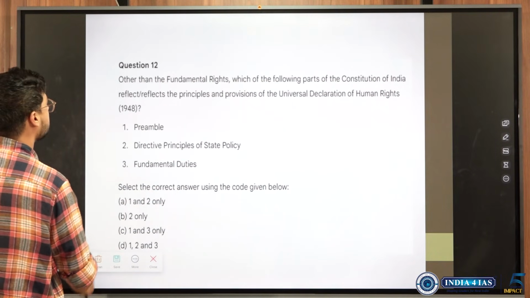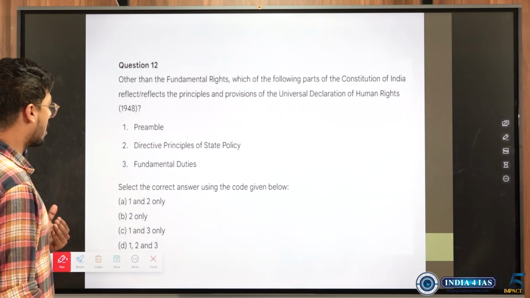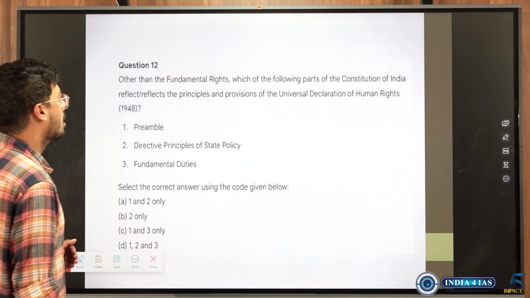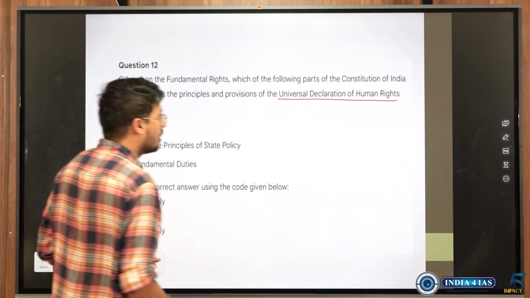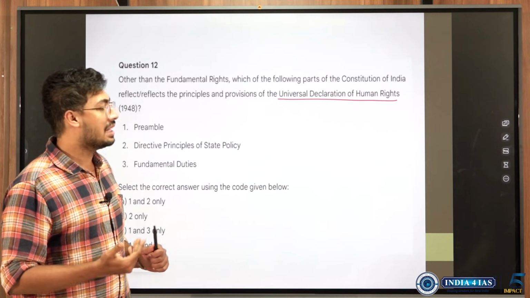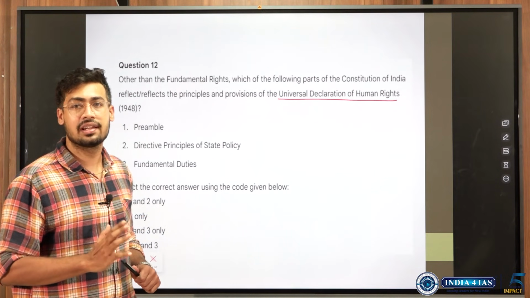We'll move ahead. Question number 12. Other than fundamental rights, which of the following parts of the Constitution of India reflects the principles and provisions of Universal Declaration of Human Rights? Now we had heard about Universal Declaration of Human Rights, but in general we do not remember or have gone through the provisions of Universal Declaration of Human Rights.